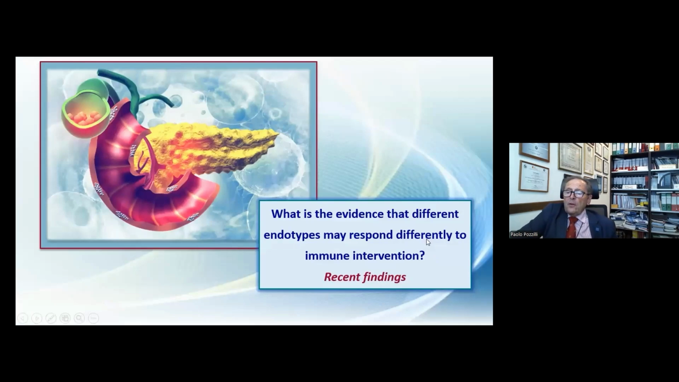Now, I told you before about the concept of endotypes, and this is the main message you have to take home today. So I remind you about the endotypes: the very young people, type 1 and type 2 endotypes, and so on. Of course, they may respond differently to immune intervention. So you cannot expect that one drug may really treat all patients with type 1 diabetes diagnosed at different ages.